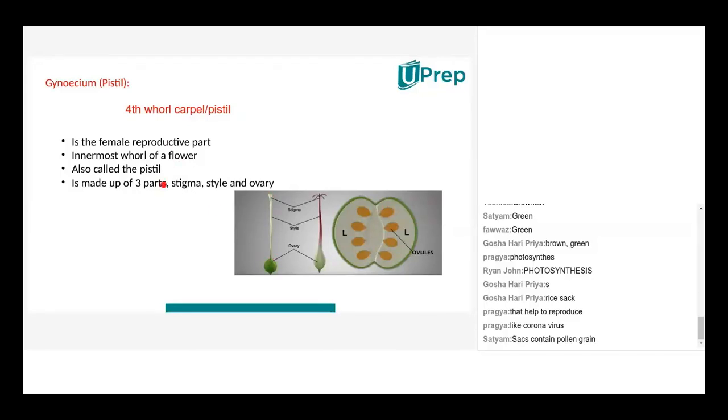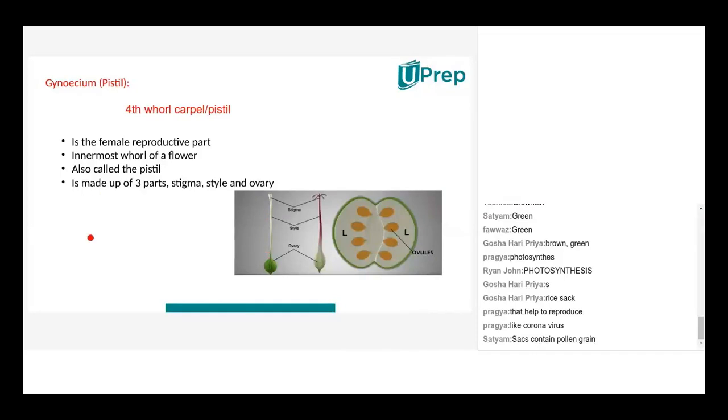It is also called the pistil. And as we discussed... Ma'am, group of pistil is called gynoecium. Not group of pistil. The system is known as gynoecium. There is no group here. There is only one pistil.